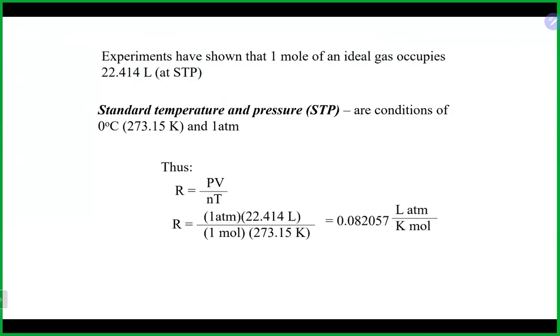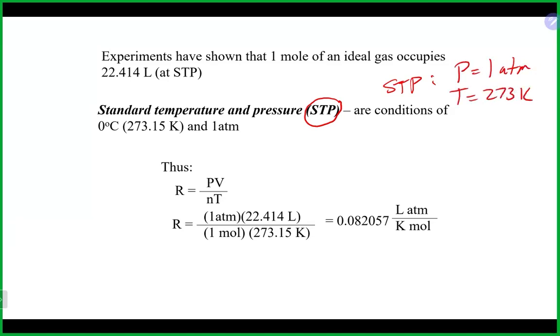We'll start with STP first. STP stands for standard temperature and pressure. And in a problem, if they say, what is the volume at STP, they are actually giving you values for temperature and pressure when they say STP. The pressure is 1 atmosphere. The temperature is 273 Kelvin.